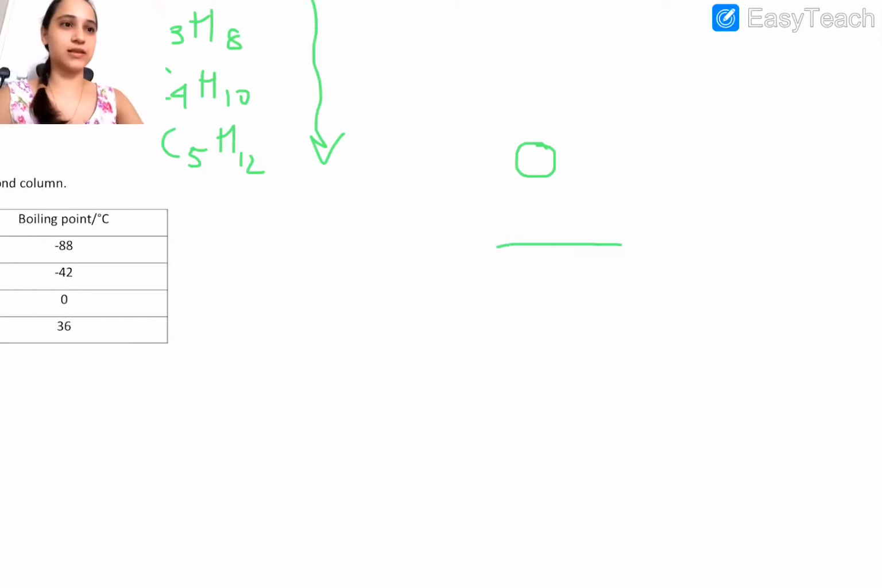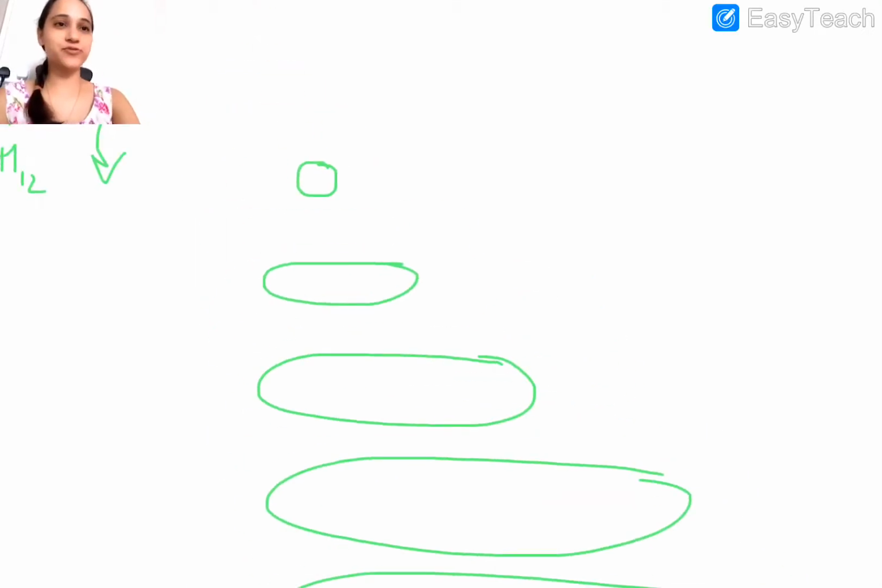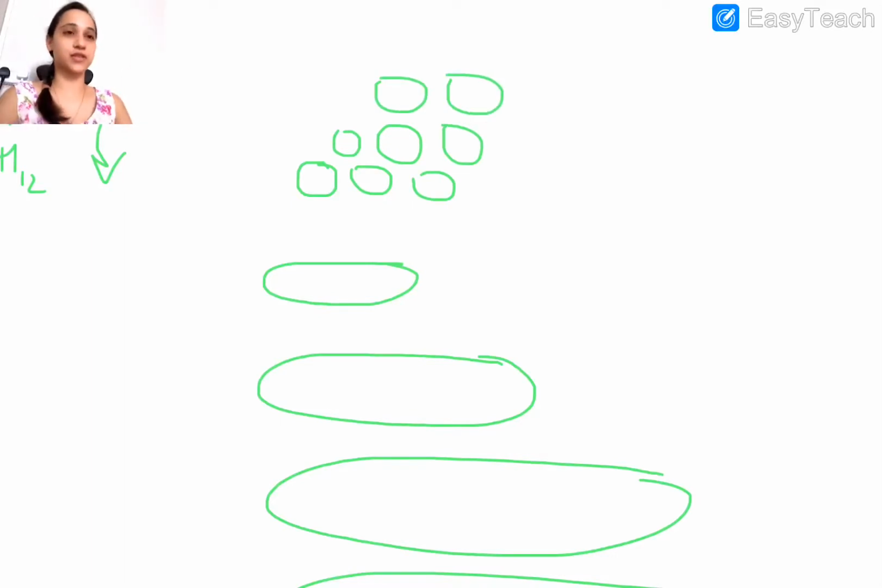Okay, so that's C2H6, that's C3H8, C4H10, C5H12. Let's say these are the molecules, like the region, the area they occupy. If you look at CH4, let's say these are the CH4 molecules, between them there's going to be some interactions.